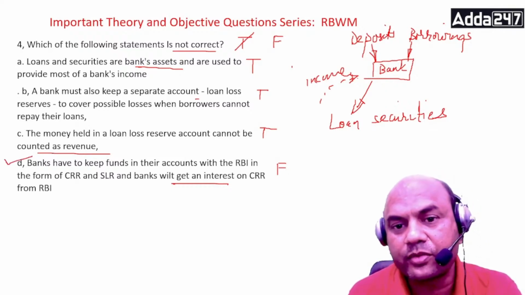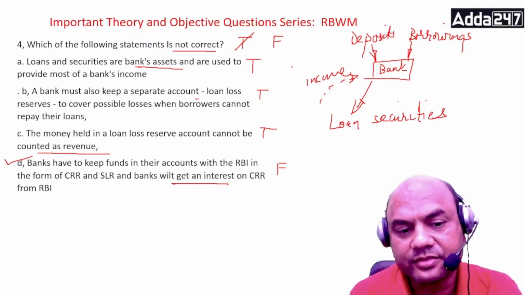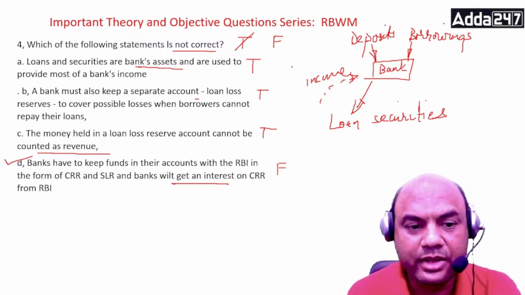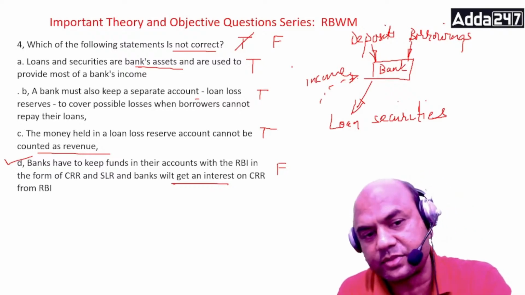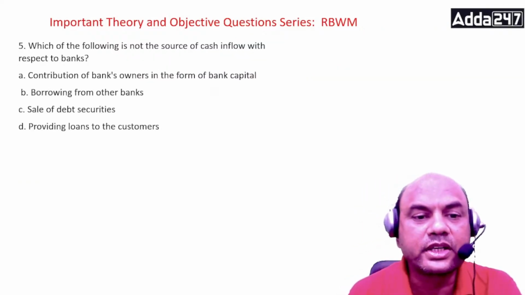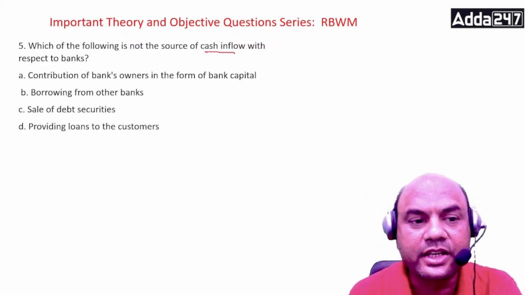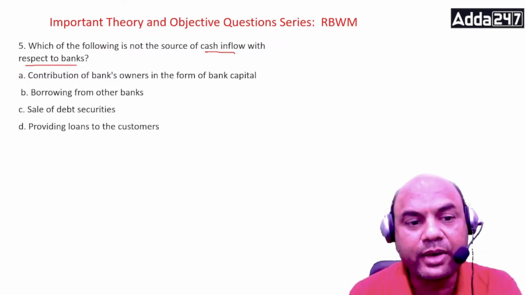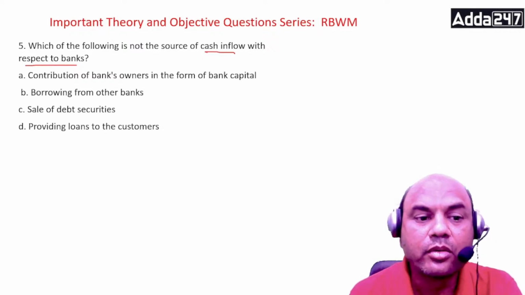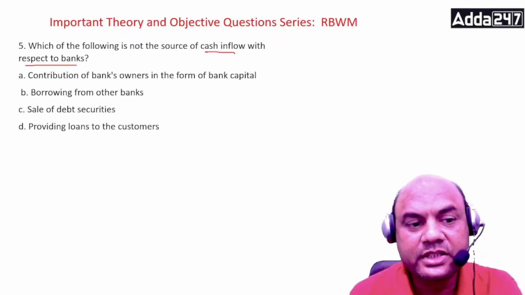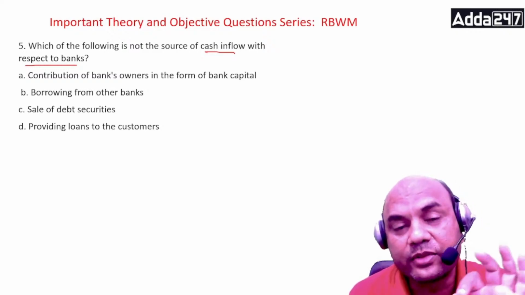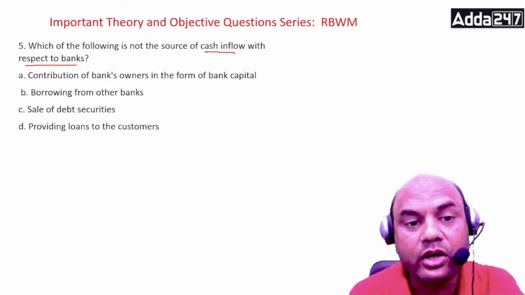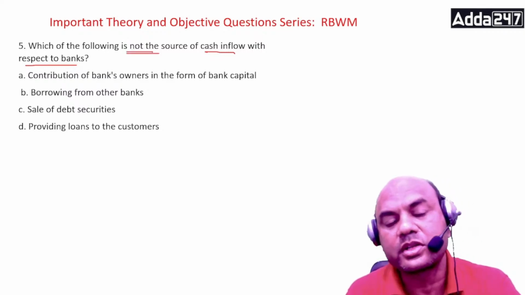Let me see how many of you have got it correct in the comment section. Yeah, many of you have got this correct. Next one. Which of the following is not the source of cash inflow in respect of banks? Bank contribution from the bank's owners in form of bank capital, borrowings from other banks, sale of debt securities, and providing loan to the customers. We wanted cash inflow, and not a source.